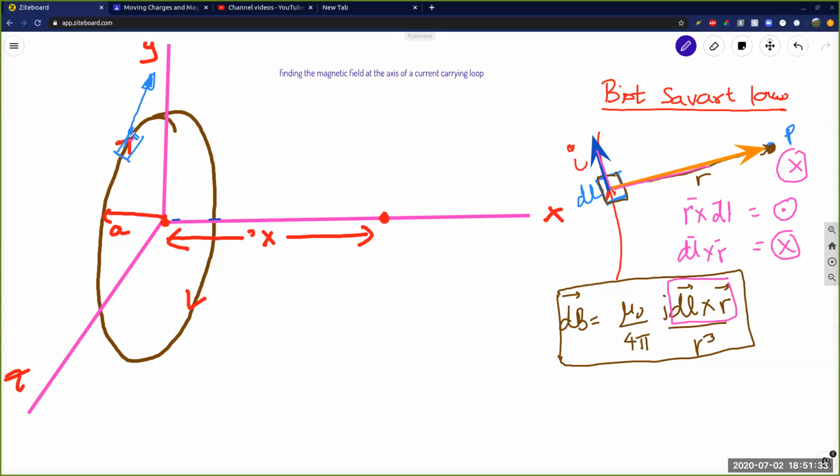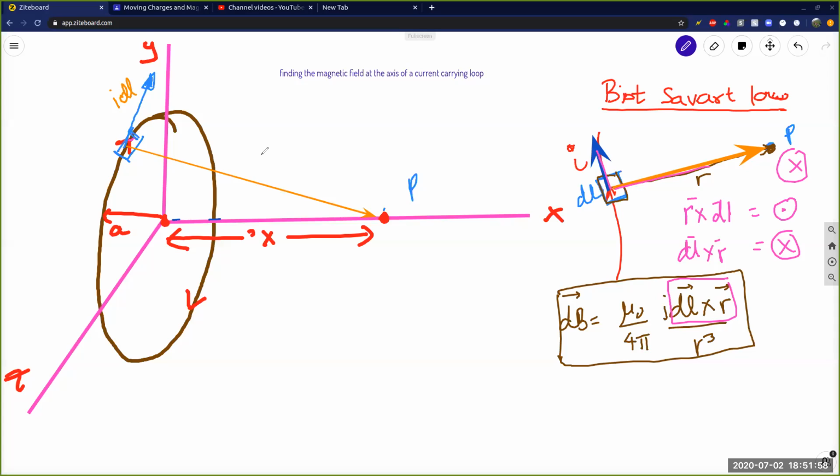And you have to find the magnetic field at this point, right? So the r vector will go from this point to this point, right? Yes. Now think of dl cross r, in which direction it is.